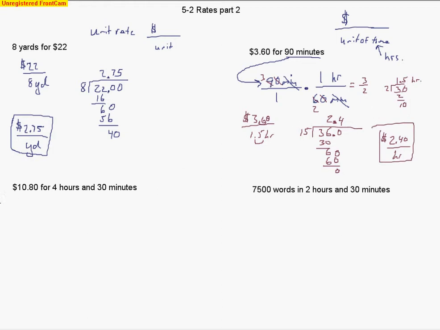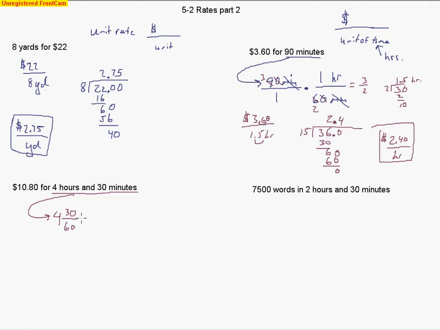So again, whenever we've got dollars and hours, dollars and units of time for our unit rate, we're going to always change these to just hours. And so we're going to change 4 hours and 30 minutes just to hours. So 4 hours and 30 minutes, think of that as 30 over 60, because 60 is a full hour. So 30 minutes is the part, 60 is the full.